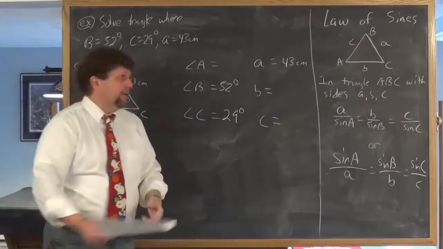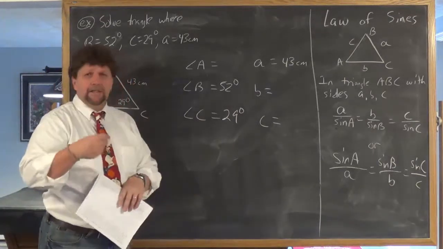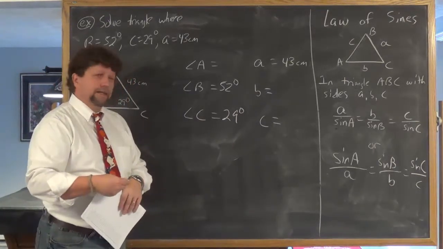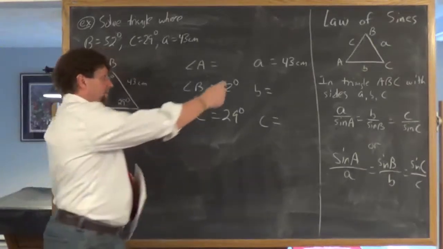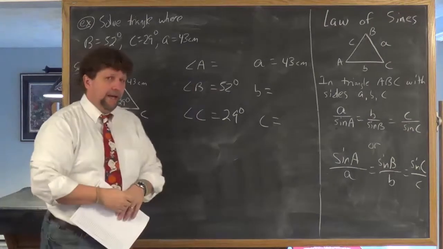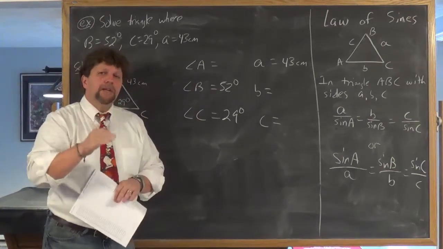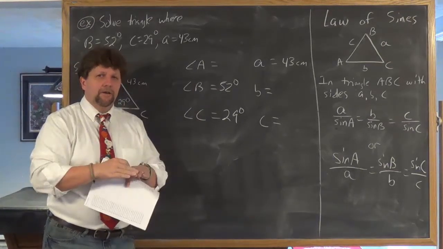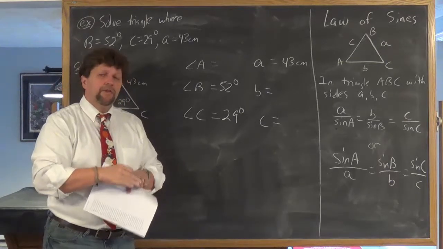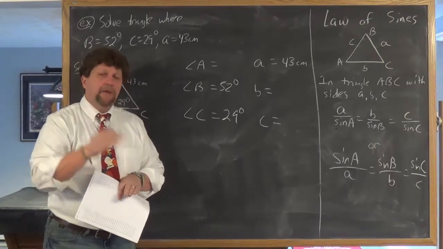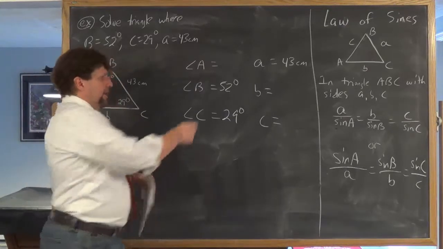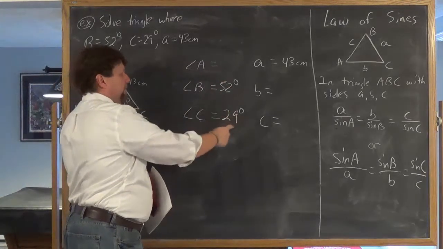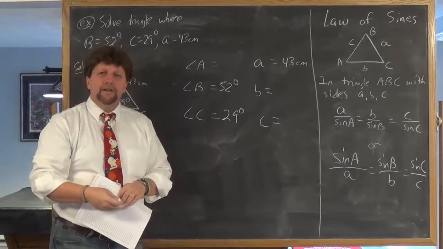Probably the first thing that I would find, I'm not going to write this down, I'm just going to verbalize it, is the easiest thing to find. It's the measurement of angle A. Please remember that in a triangle, the measurements of the 3 angles, if you add them up, have to add up to 180 degrees. So angle A plus angle B plus angle C has to be 180 degrees.